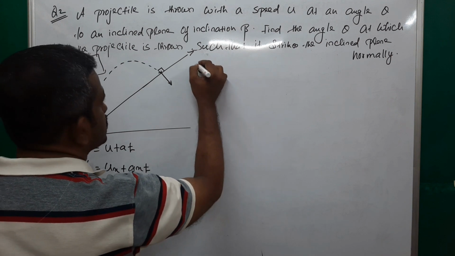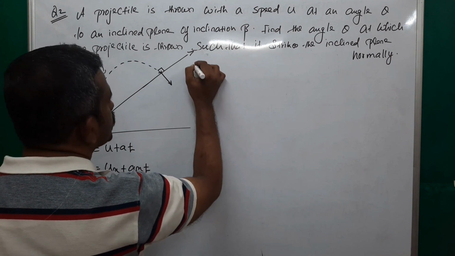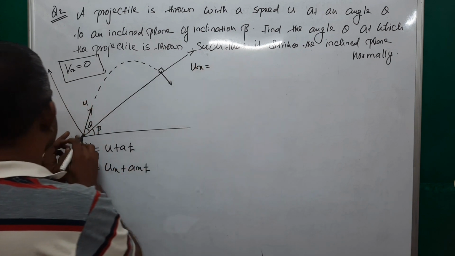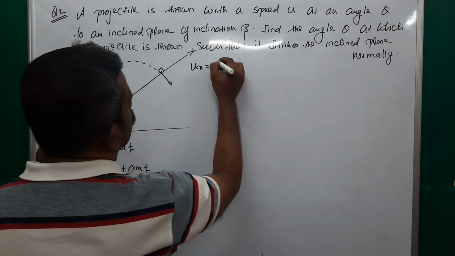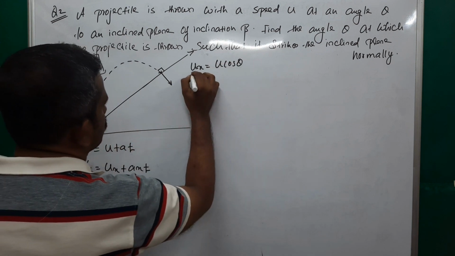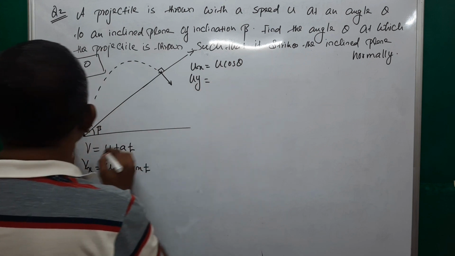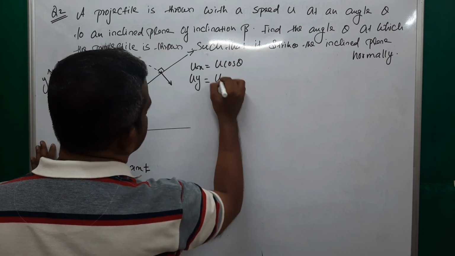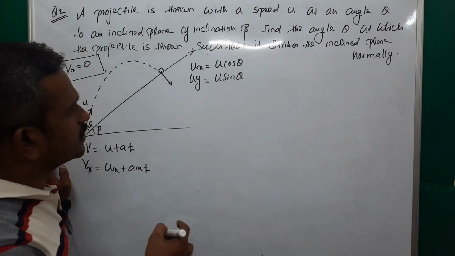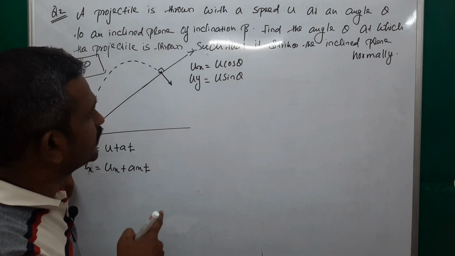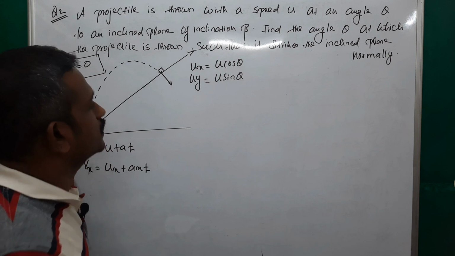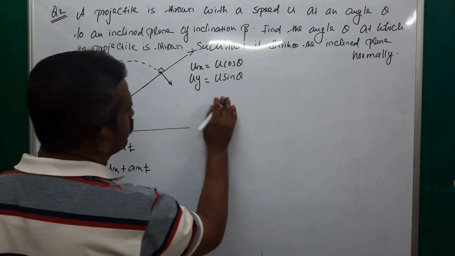So here, Ux is equal to U cos theta, and Uy is equal to U sin theta. These are the things we have discussed in great detail in the previous sections: how to find the horizontal component and the vertical component of velocity.